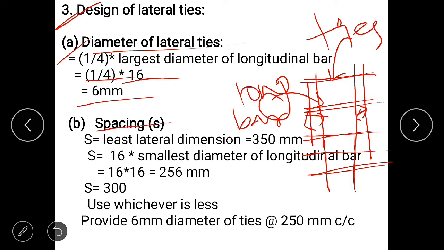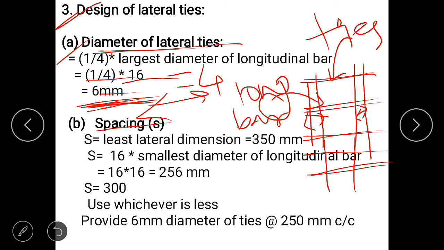So spacing here, the answer is 4, but for the diameter of lateral ties we have to consider between these two, 4 or 6. 6 is greater, so we take the diameter of lateral ties as 6, because IS code 456 says to take whichever of these two is greater. So between 4 and 6, which is greater? 6 is greater, so we take the diameter of lateral ties as 6 mm.